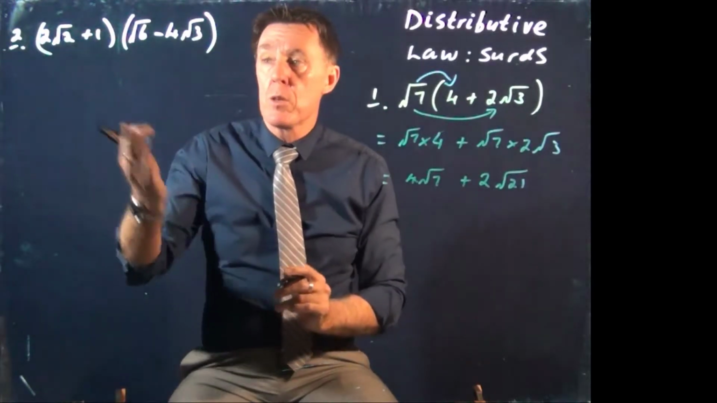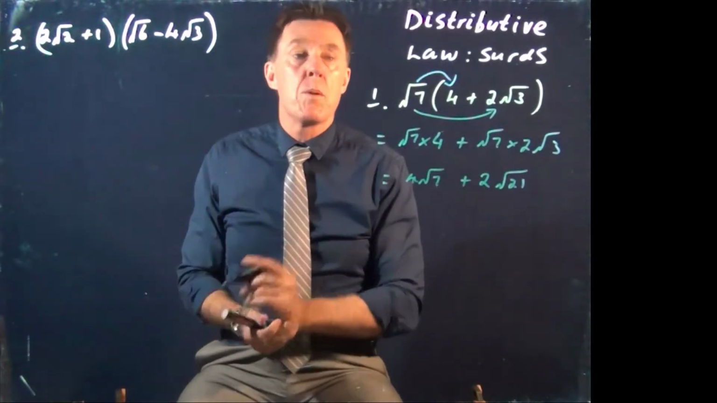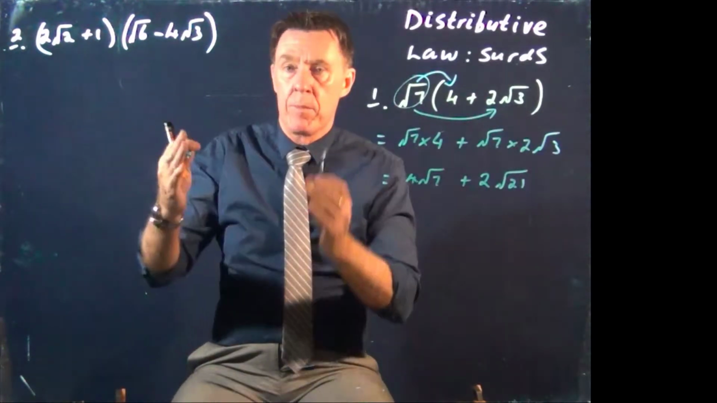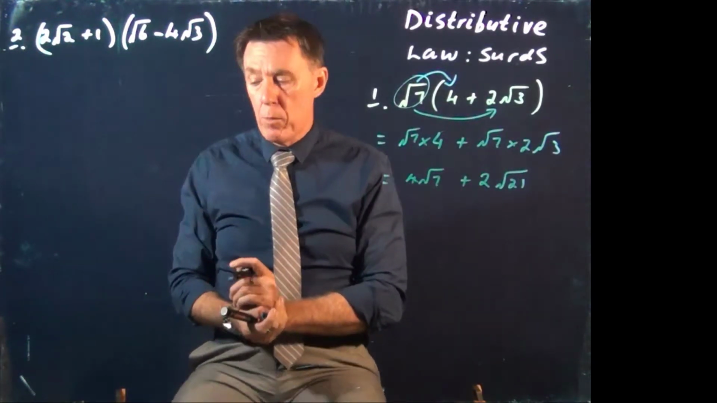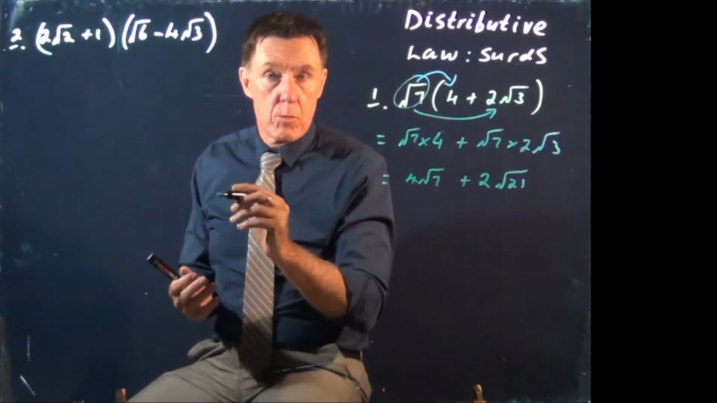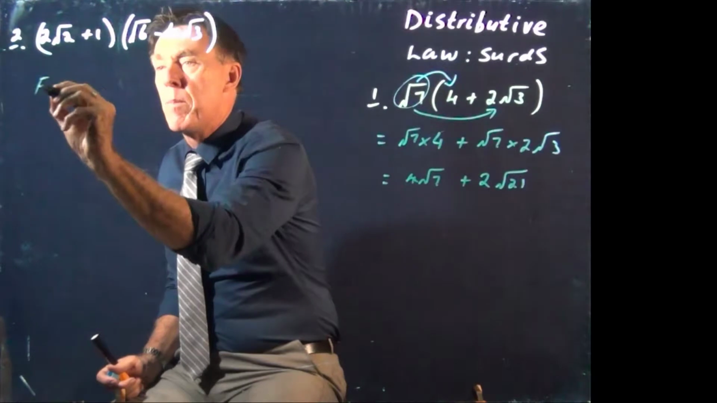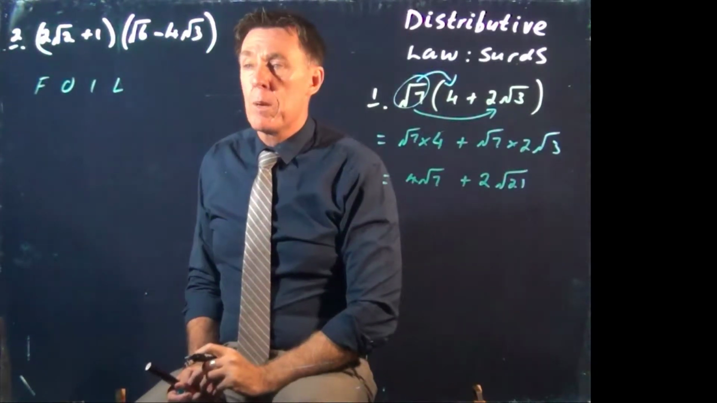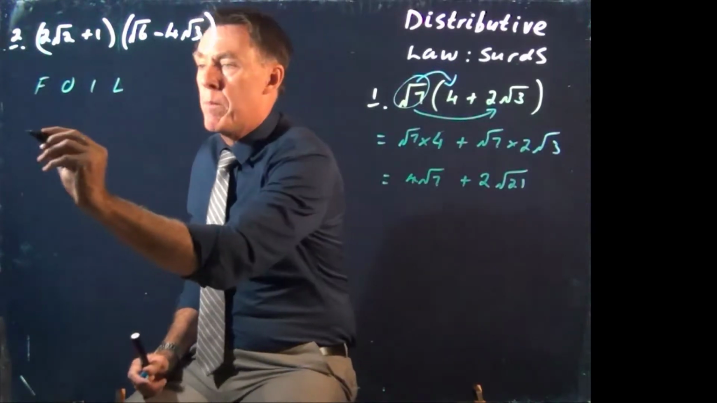Over here in question number 2, distributive law again, but this time instead of having one number outside the bracket, we now have a bracket outside of a bracket. It's our binomial expansion that we're very used to. So you might remember your first, outside, inside, last rule. FOIL method. So we come to expand this one.